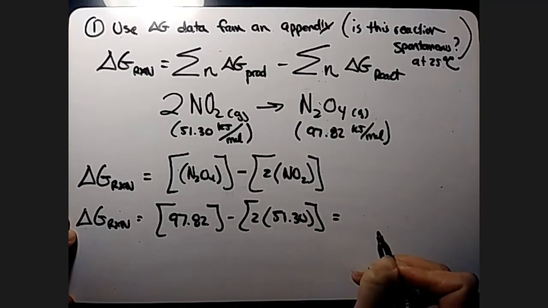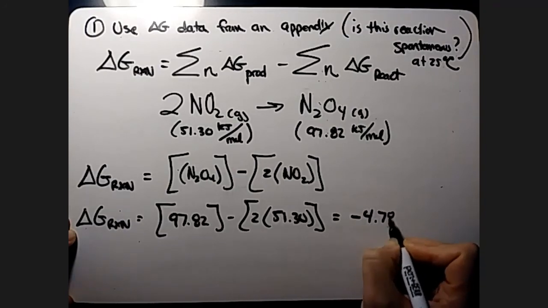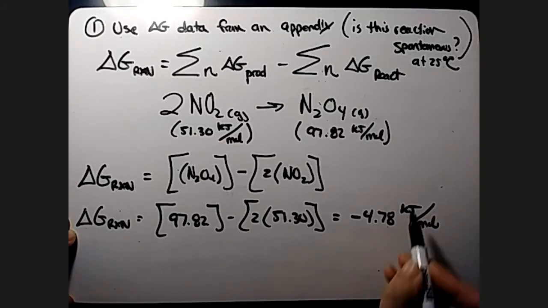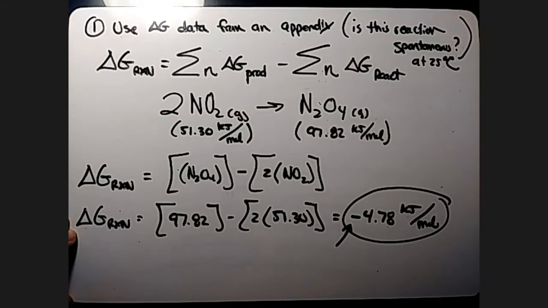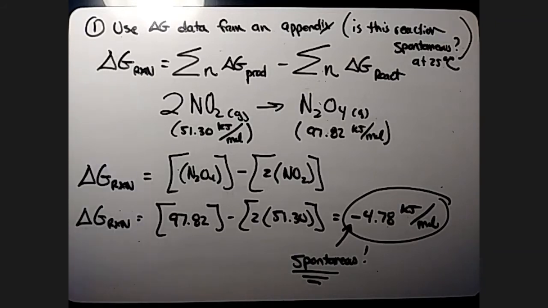And when you plug and chug this into the calculator, I found the answer to be equal to negative 4.78, and again, the unit is kilojoules per mole. So we've got a negative value for delta G. What does that mean then? Well, at 25 degrees Celsius, this reaction is spontaneous. So overall, it's really not that terrible to calculate the overall delta G of a reaction, just simply using the G data that's given in the appendix.